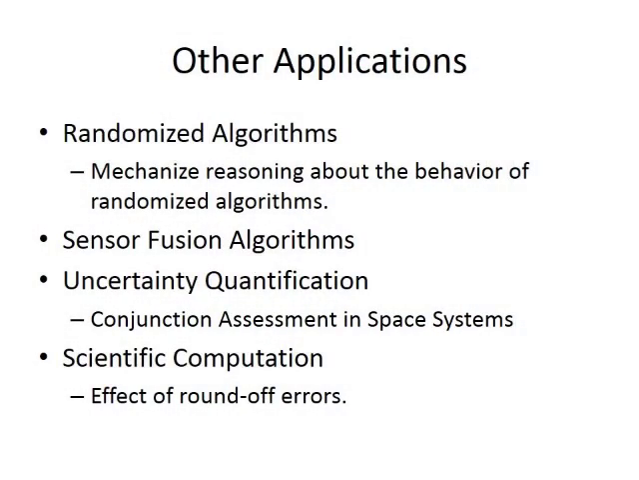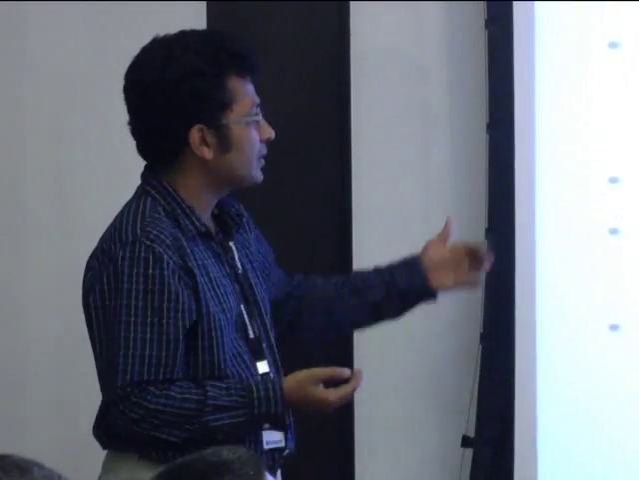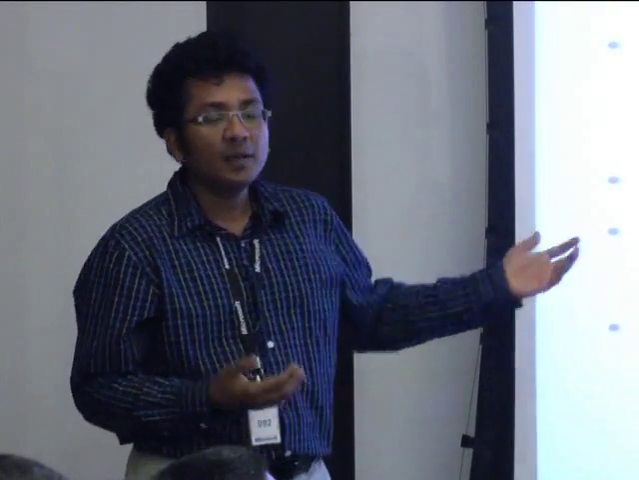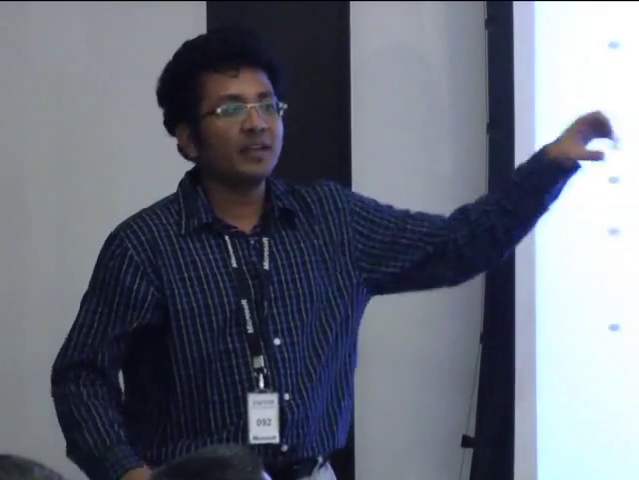There are tons of other applications. Randomized algorithms are a classic application. I just mentioned sensor fusion algorithms. Uncertainty quantification is a big deal in space systems. They are interested in seeing if two satellites can collide and in calculating what the risk of it is, and this is very relevant for us at Colorado because we are very close to the main control center for satellites called NORAD.